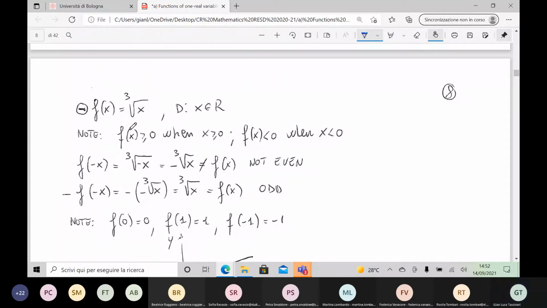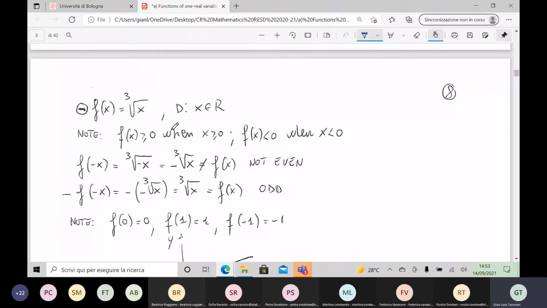Then try to see if it is odd. Remember that you have to compute minus f of minus x, but you computed already f of minus x. So copy it here inside parentheses and put a minus in front of the parentheses. Minus times minus gives plus. What is it? This is exactly f of x. So the function is odd, therefore its graph is symmetric with respect to the origin.